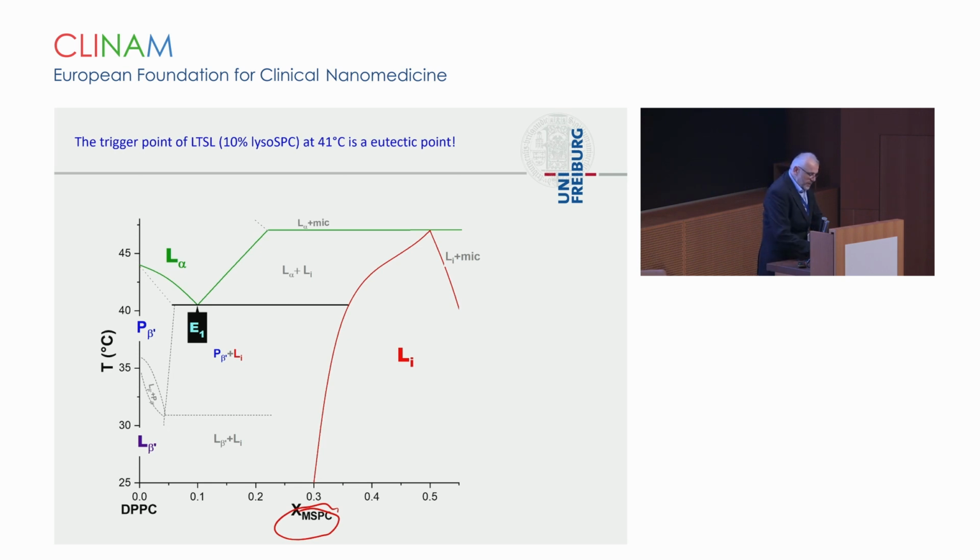So just at the 10% that is being used for the drug delivery system and 41 degrees centigrade, which is the trigger temperature in the body, we have a eutectic point. So this is why we get this narrow transition. And at this eutectic, or below this eutectic temperature, we obviously have a coexistence of two phases.